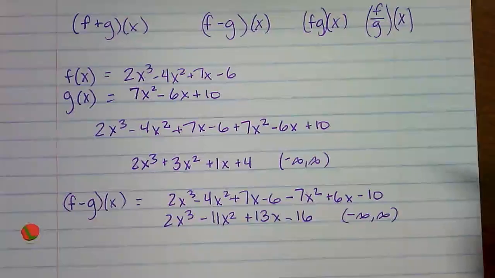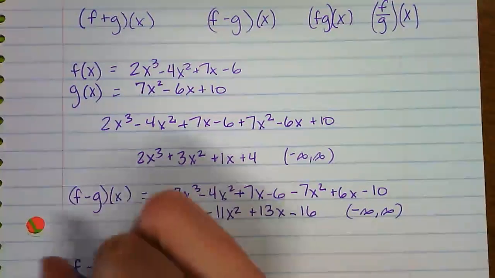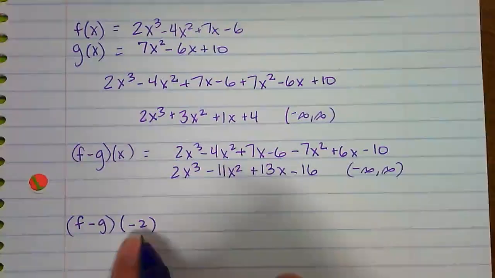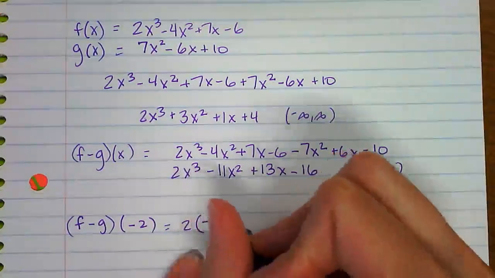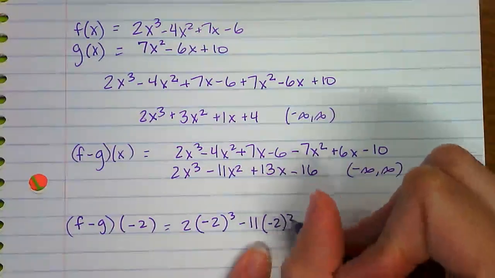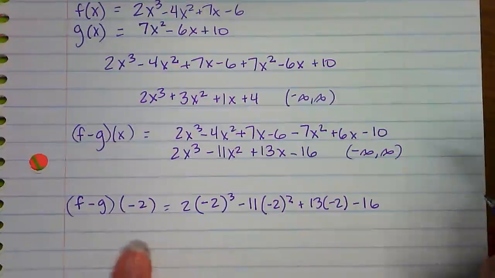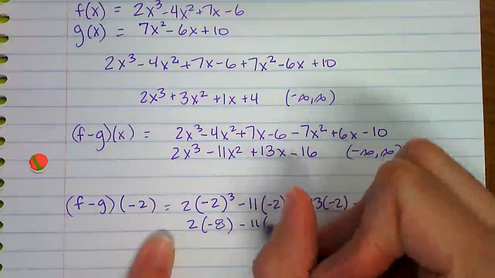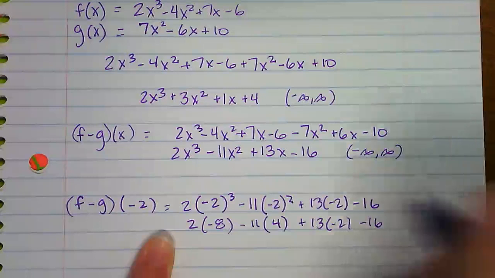If I had to evaluate these, so if it said, what is f minus g of negative 2? Then I plug this number in for the x in every single spot. So 2 times negative 2 cubed, minus 11 times negative 2 squared, plus 13 times negative 2, and minus 16. And then I just follow order of operations. Take care of all my exponents first.